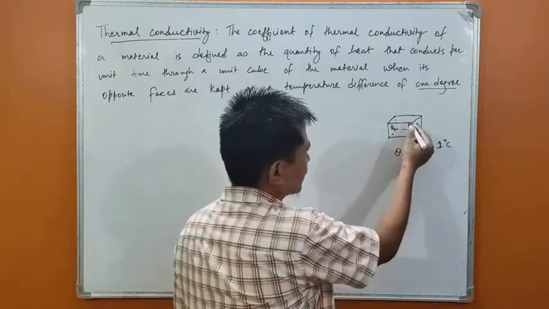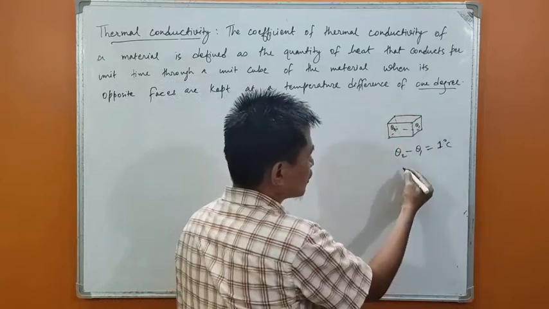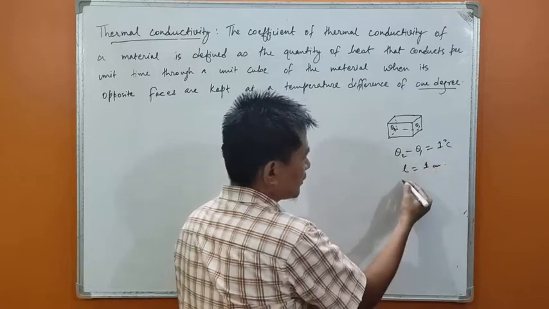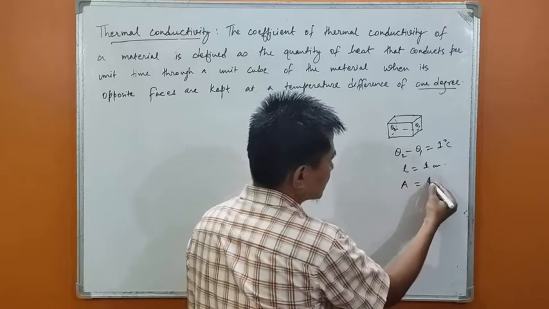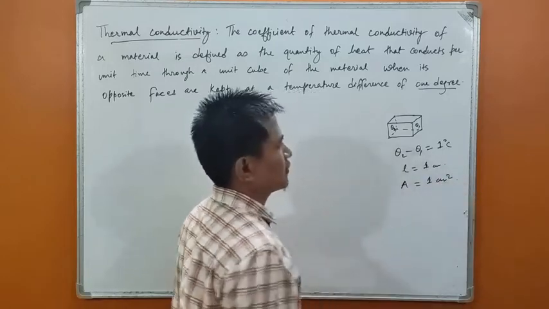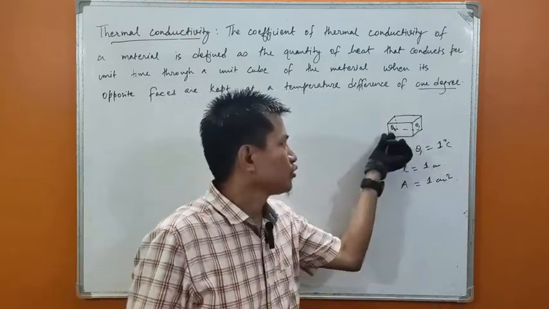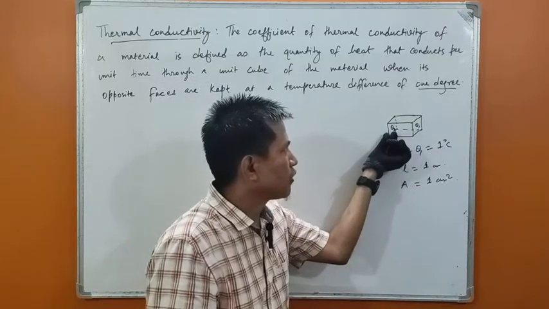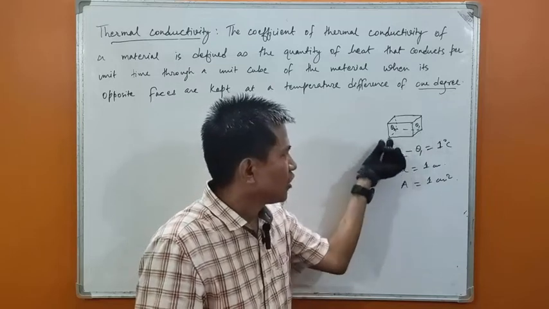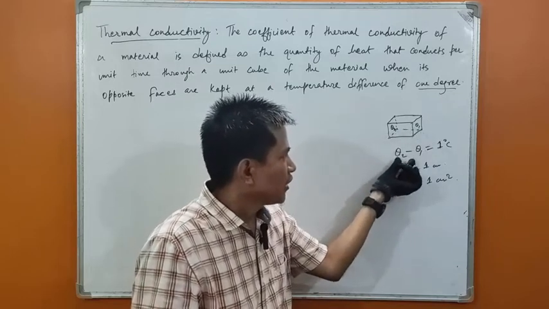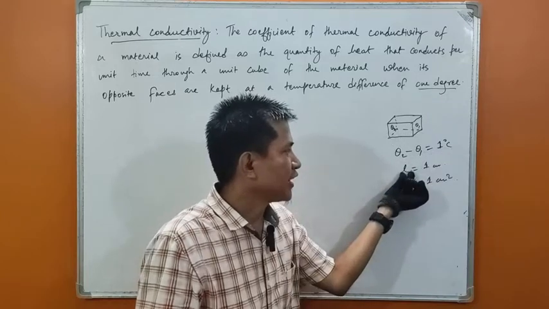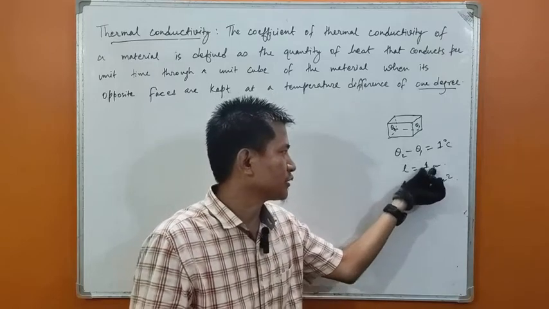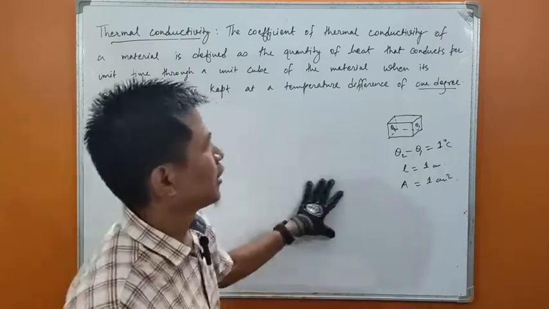Since length, breadth and height of this cube are equal, let us write length equal to 1 centimeter, and the area of cross section becomes 1 centimeter square. So Q amount of heat is to pass from the hotter surface to the colder surface of this cube, and the temperature difference is 1 degree Celsius. Area is length into breadth, 1 centimeter into 1 centimeter, which is 1 centimeter square.